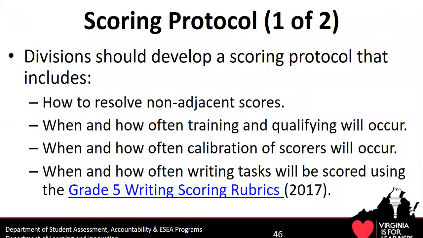Division should develop a scoring protocol, and we recommend that you include in that protocol how to resolve those non-adjacent scores when scores are not agreeing, when and how often training and qualifying will occur in your division or schools, when and how often calibration of scores will occur, and what those activities might look like as well, and when and how often writing tasks will be scored using the grade 5 writing scoring rubrics.